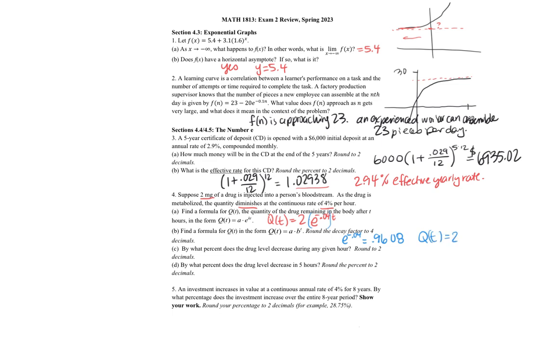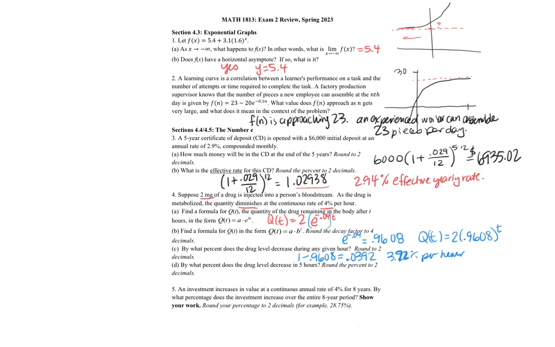And then the Q of t is equal to 2 times 0.9608 to the t. By what percent does the drug level decrease during any given hour? So if I did 1 minus 0.9608, I get 0.0392, so 3.92% per hour.